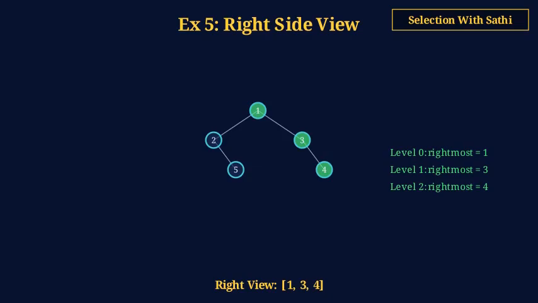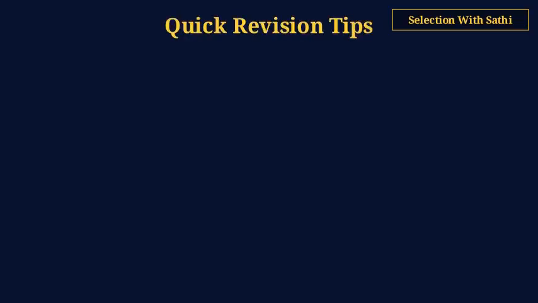For right view, take the last node at each level. Level 0, 1. Level 1, 3. Level 2, 7. Right view: 1, 3, 7. Simple BFS with picking first or last element. Very clean code. Quick exam tips for binary tree problems.